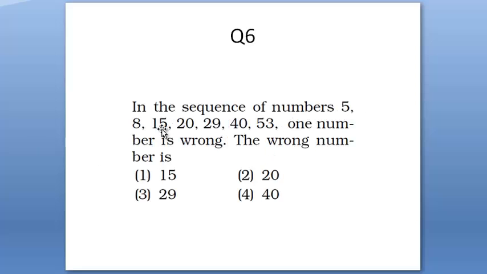Question number 6. The sequence of numbers 5, 8, 15, 20, 29, 40, 53. One number is wrong. Find the wrong number. This is actually pretty easy. Just try to see a common pattern.